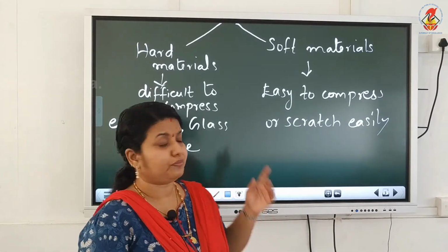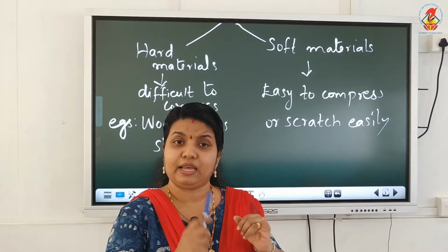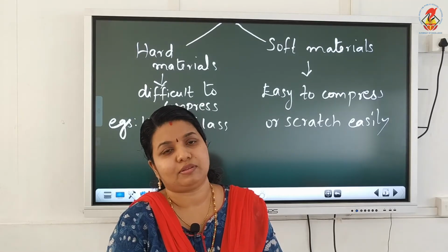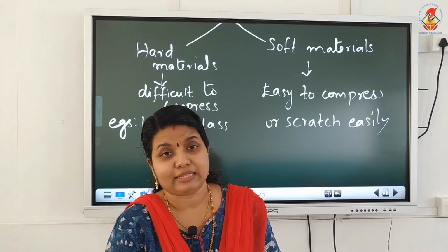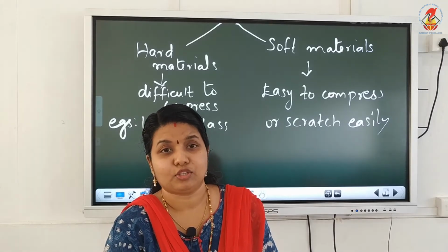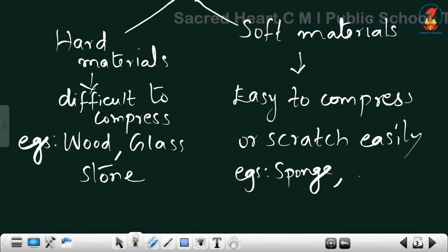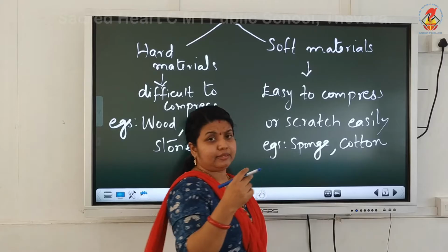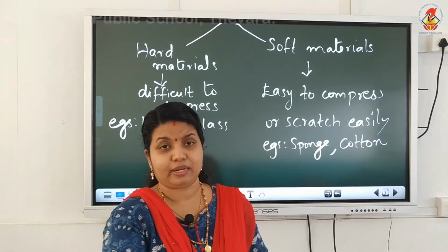So, what is the definition of soft material? Materials which are easy to compress and that can be scratched easily are known as soft materials. Materials which can be compressed or scratched easily are known as soft materials. Examples are sponge, cotton. Then you can write other examples like wax, then chalk, etc. will come under soft materials.